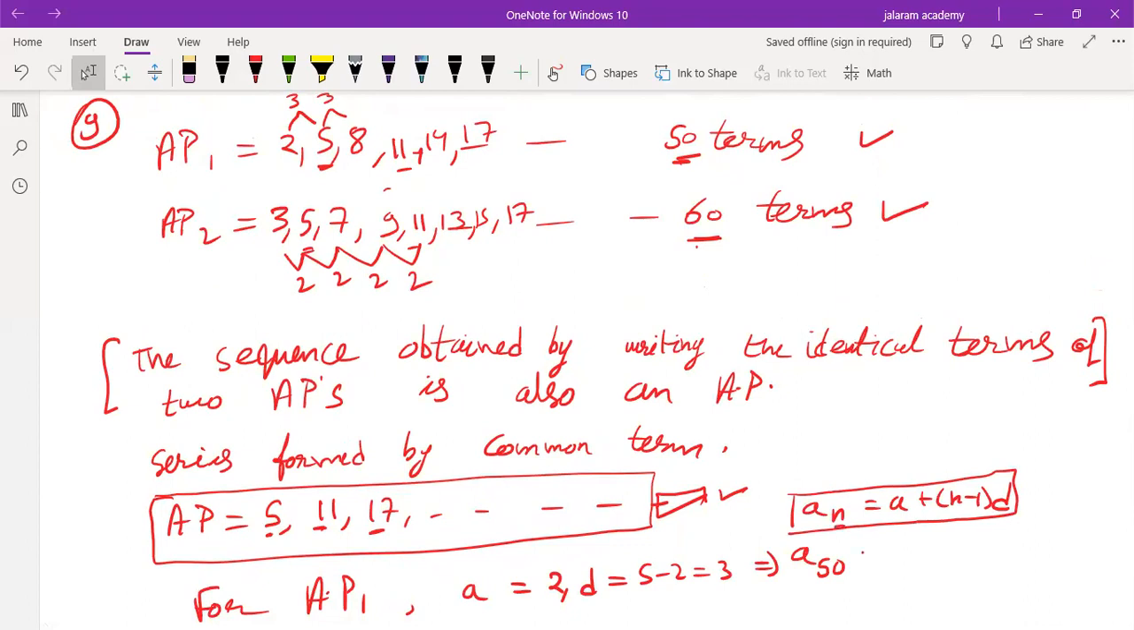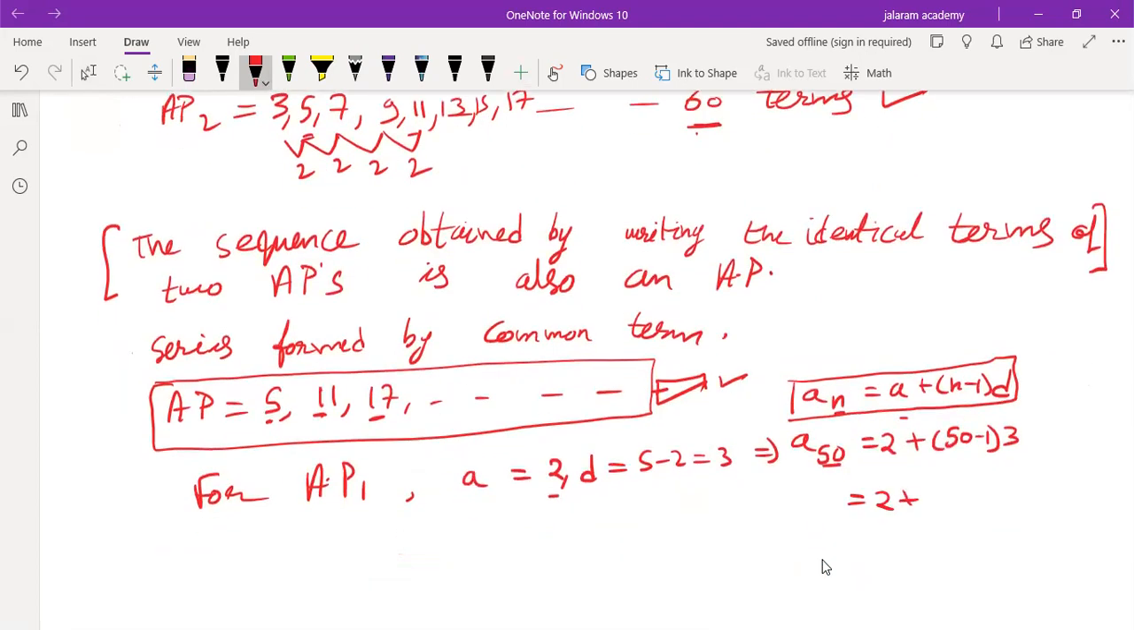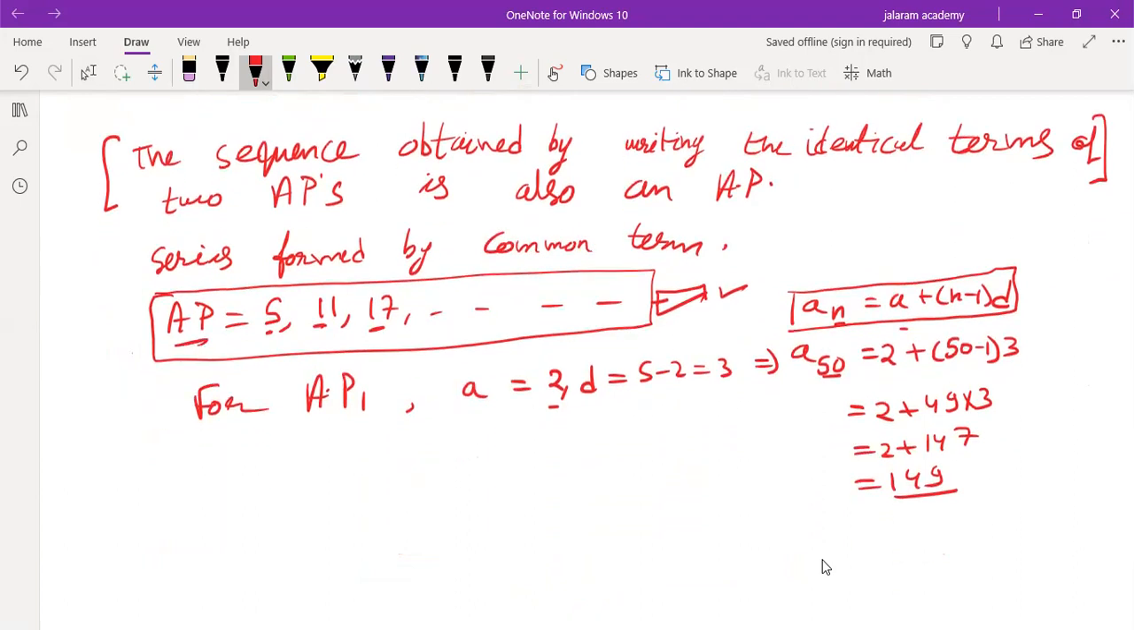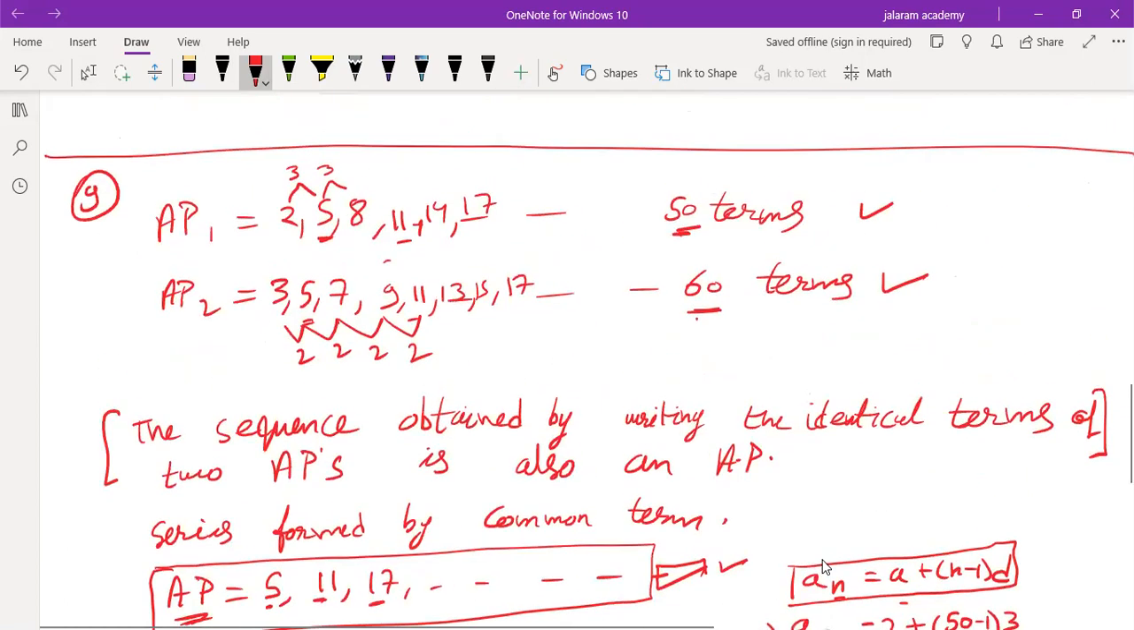So the 50th term is a50 equals the value of a, which we have already written, 2, plus n, which is 50, minus 1, into the common difference 3. So it is 2 plus 49 into 3, that is 2 plus 147 equals 149. So the 50th term of the first AP is 149. It means all the terms of the AP formed by the common terms of AP1 and AP2 must be less than 149.